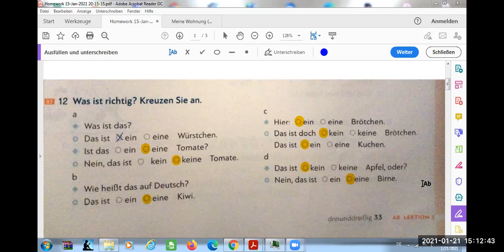Das ist eine Kiwi. Wonderful. Why eine Kiwi, not keine? Because it was under D. Super. Somebody to continue with C. A different person. Can I read? Yes, please. Your name? Teresa Longwe. Okay, Teresa.